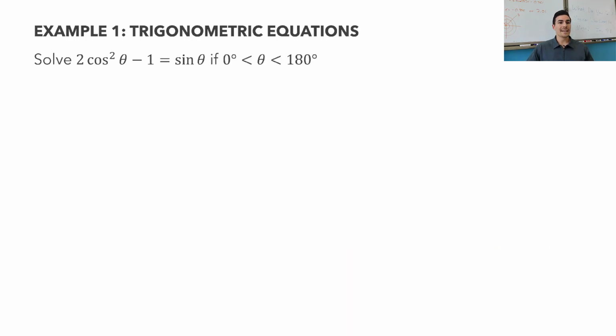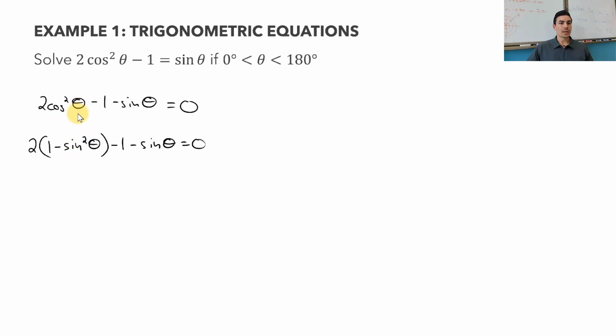So let's hop into our examples here. We're going to solve 2 cosine squared theta minus 1 is equal to sine theta if theta is between 0 and 180. So first thing we can do here is move everything with our theta over to one side, because we eventually want to solve for that theta. And now we're going to use some of our trigonometric identities, and I'm going to substitute 1 minus sine squared theta for this cosine squared theta here, just to get everything in terms of sine.